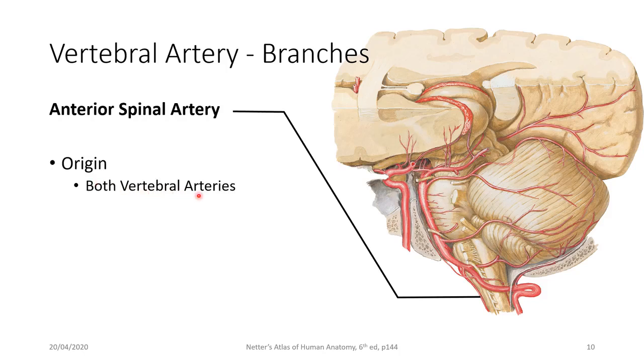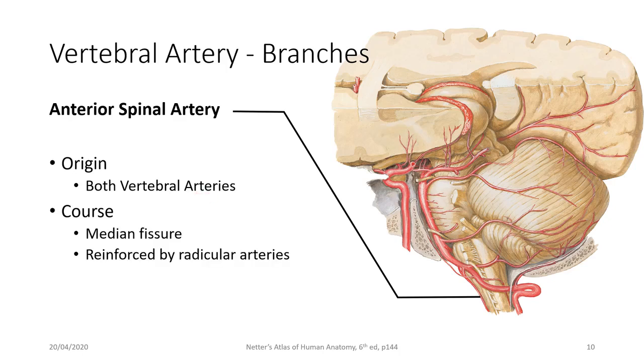The origin is from joining from the branches of both vertebral arteries, and it runs in the median fissure and lower in the spinal cord. It is reinforced by radicular arteries. We will go to the radicular arteries when we study the blood supply of spinal cord.